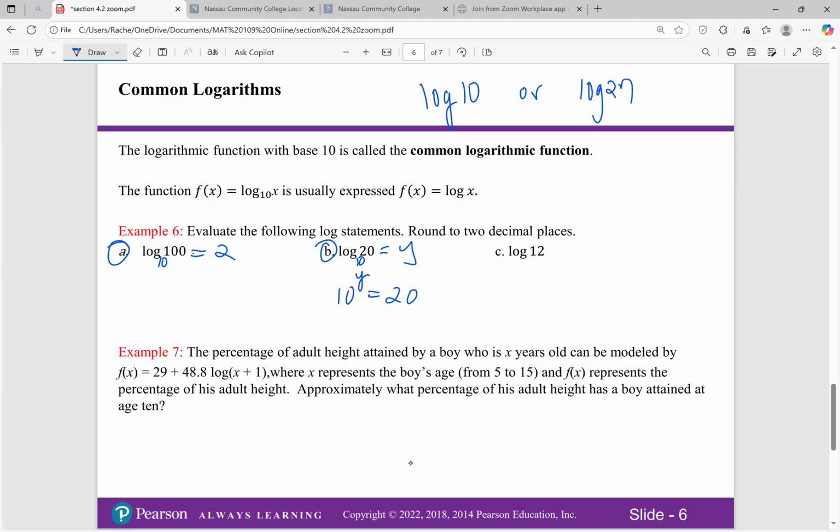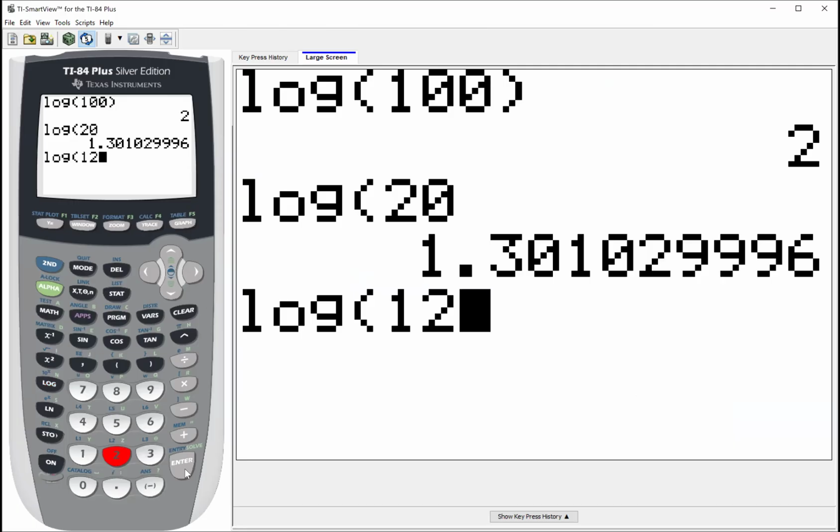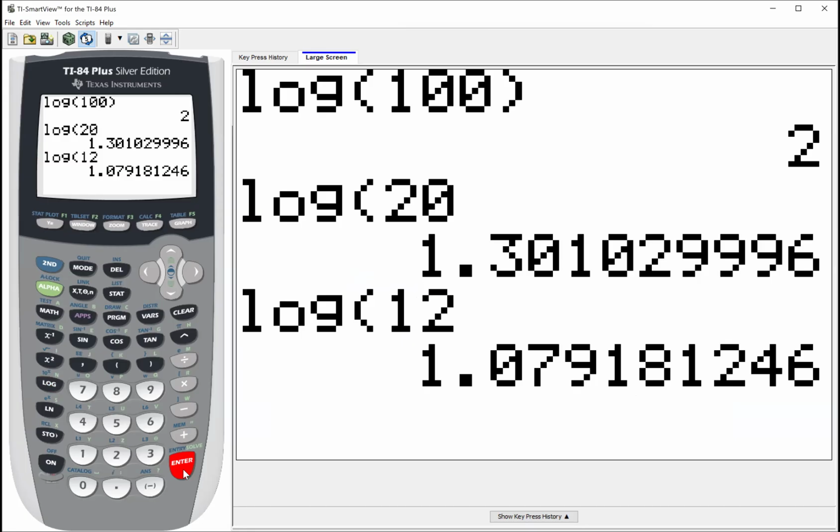So we said to go to 2 decimal places. So this is 1.30. And then we'll do one more for practice. So log of 12. So in other words, 10 to the what power is going to give us 12. And again, it's going to be 1 point something. So type in log of 12. And we get, to 2 decimal places, 1.08.